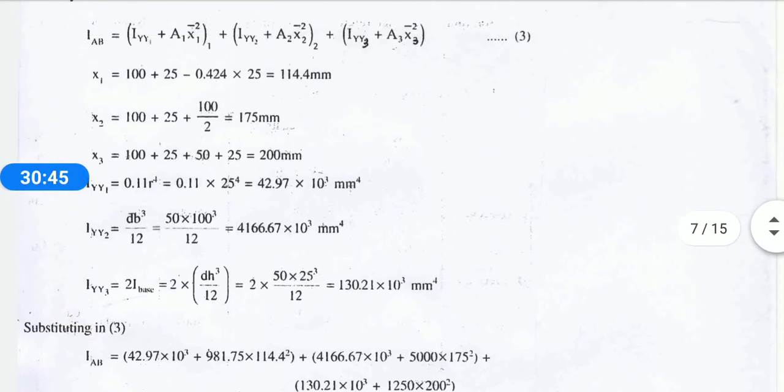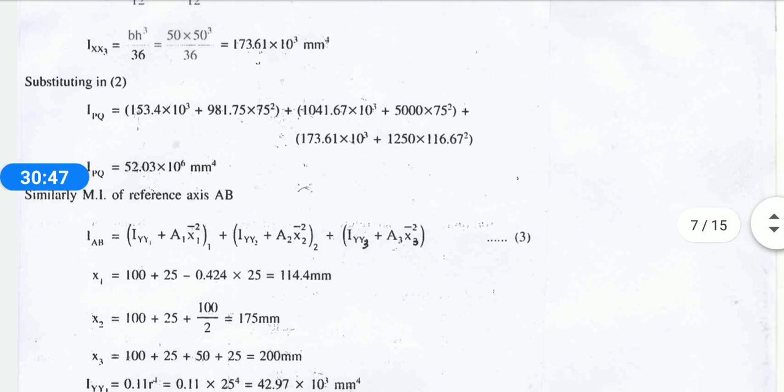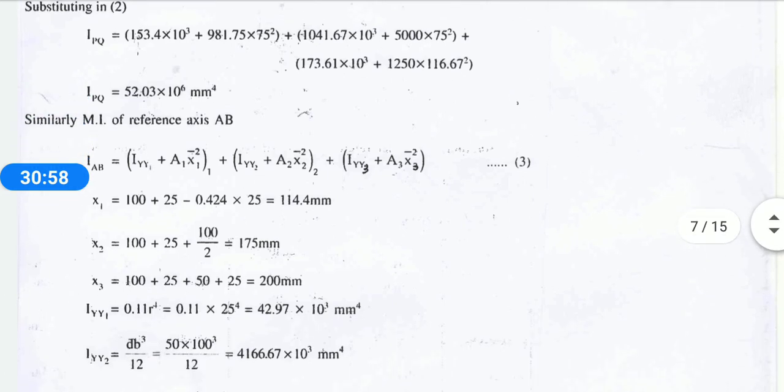After calculating your I of PQ, you need to do it for I of AB, which has a formula of I of y1 plus a1 into x1 bar square. You need to find what is x1, x2, x3.